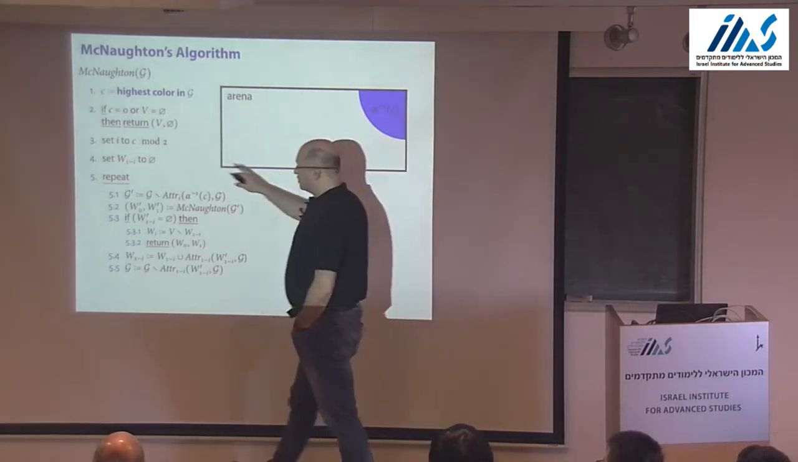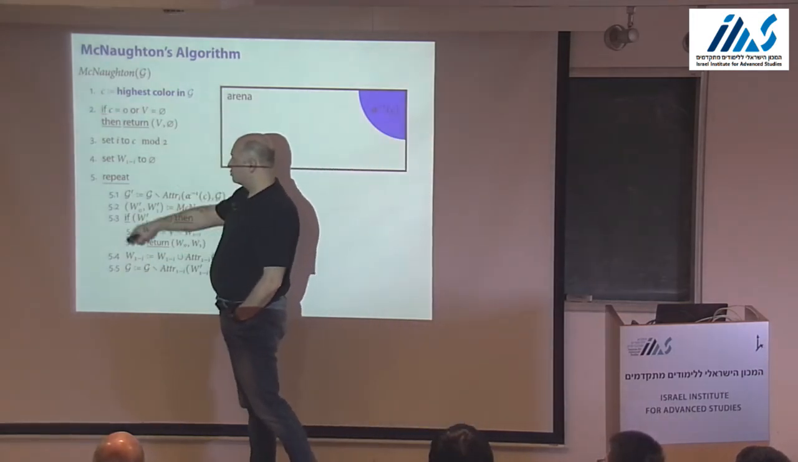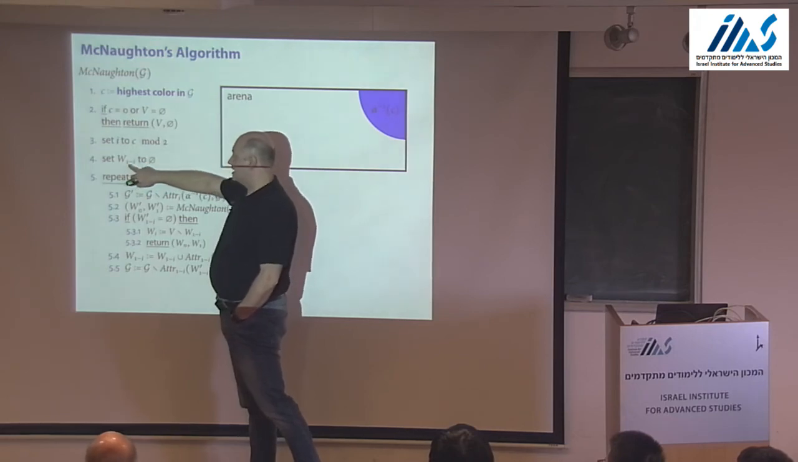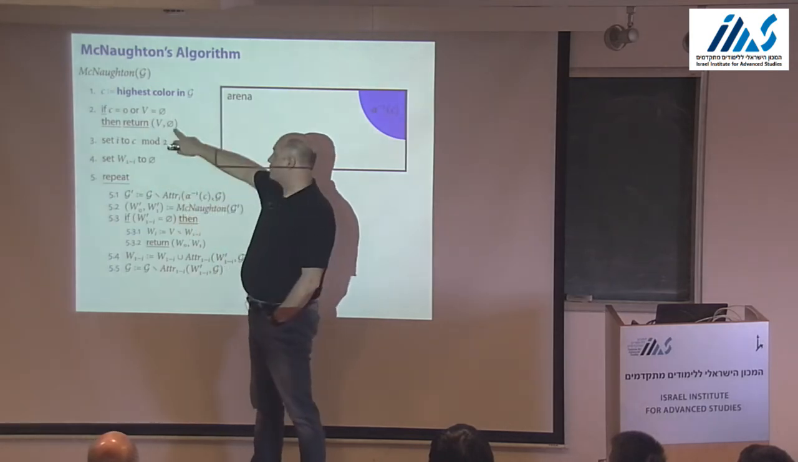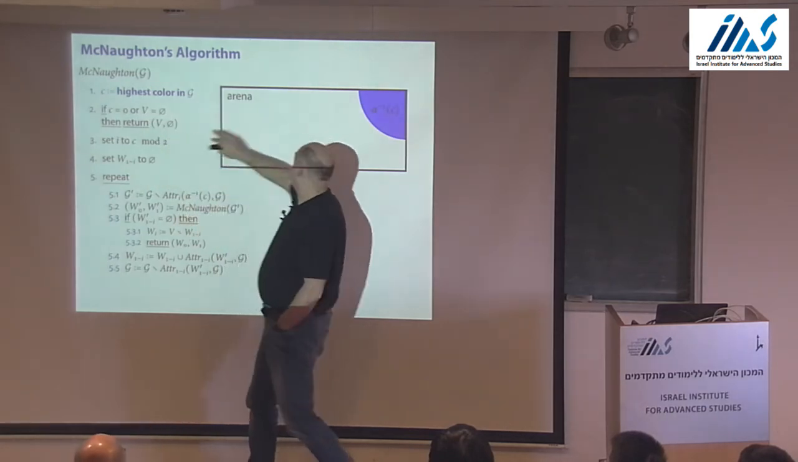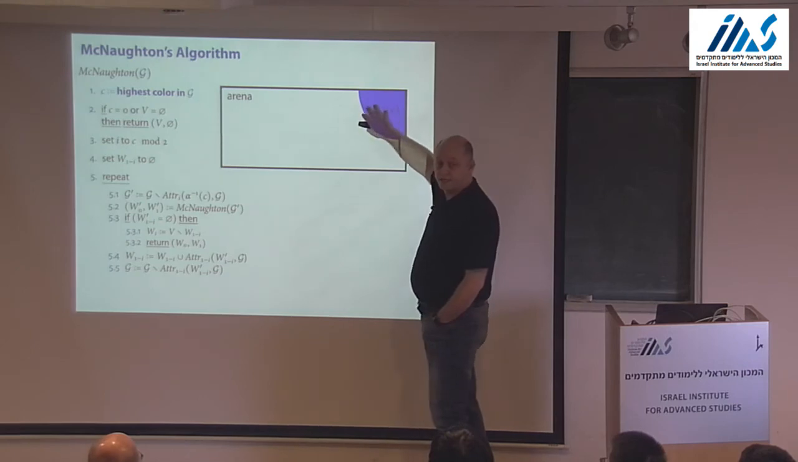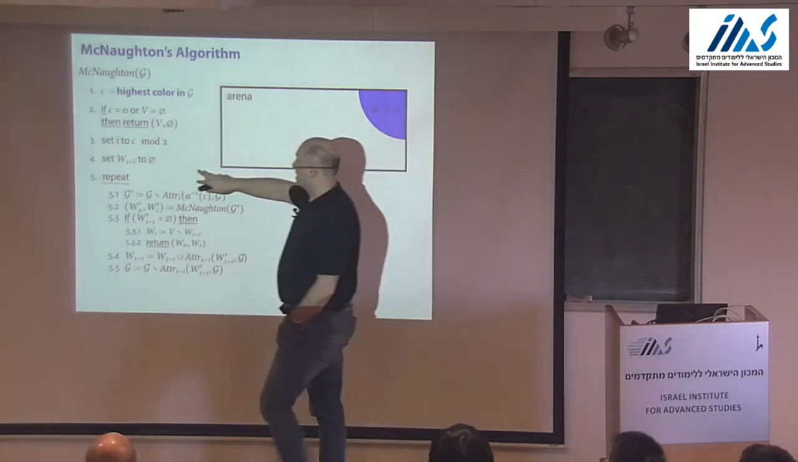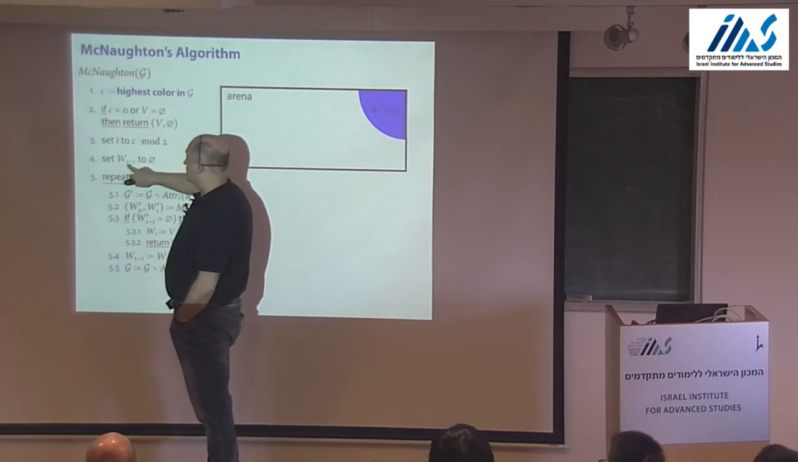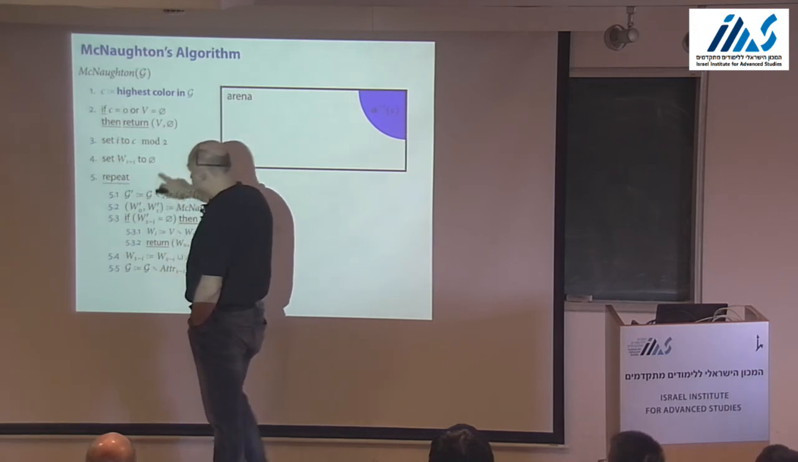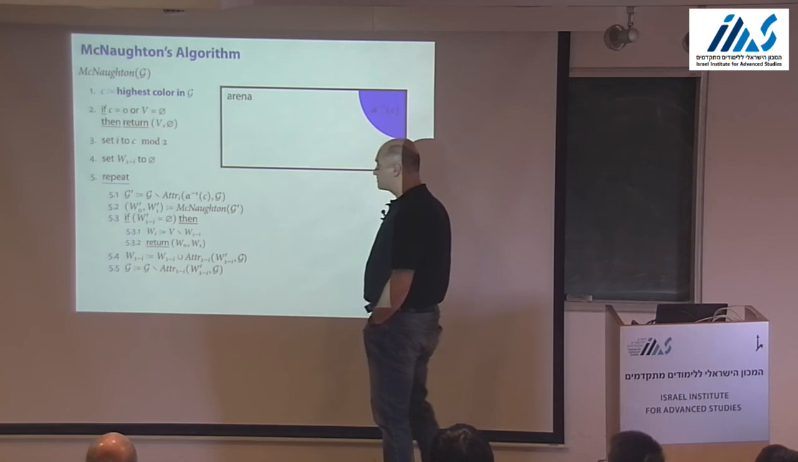Okay, and then we get into a loop where we initialize the winning region for the other player. So from now on, the player who wins if we visit the states with the highest color infinitely often is us, and the other player has as approximation of his winning set W1-I. So we initialize that to 0.